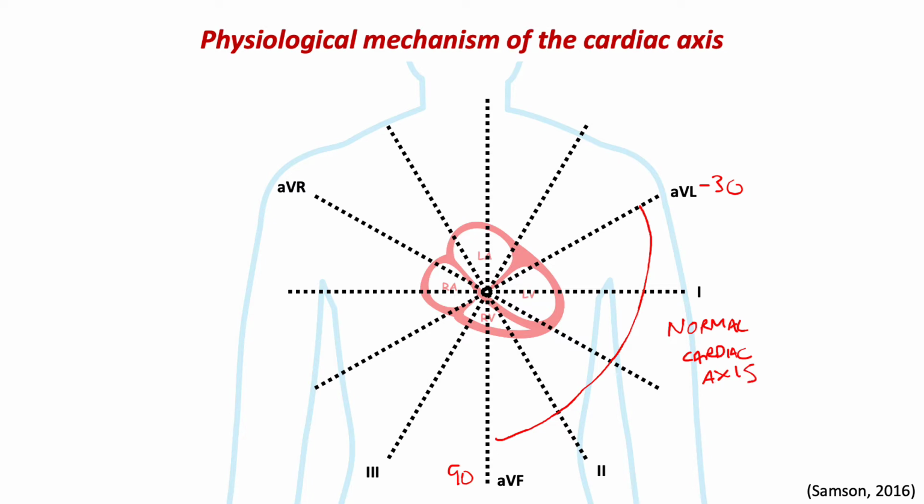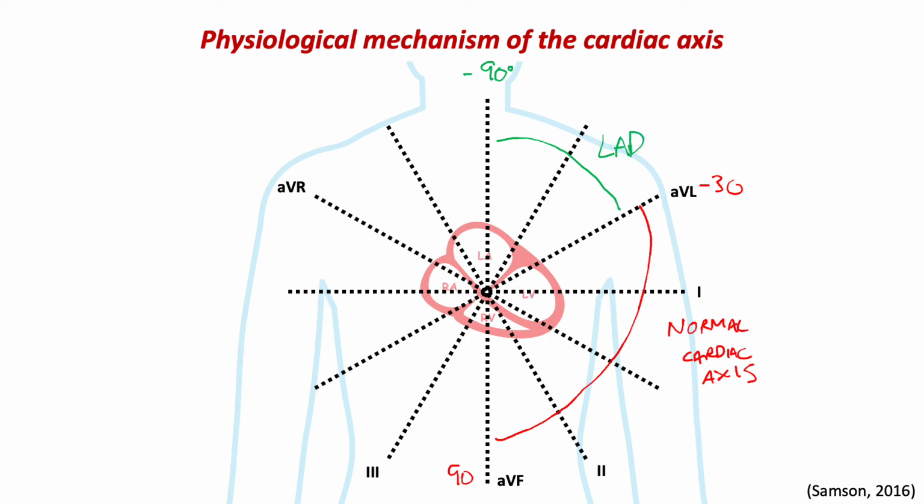But sometimes the left side of the heart is actually consuming even more electricity than normal because, I don't know, maybe there's some left ventricular hypertrophy, or maybe there's some kind of aortic stenosis which is placing extra strain on the left ventricle. And when this happens, the cardiac axis shifts to be somewhere between -30 and -90 degrees. And this little region here is a left axis deviation.